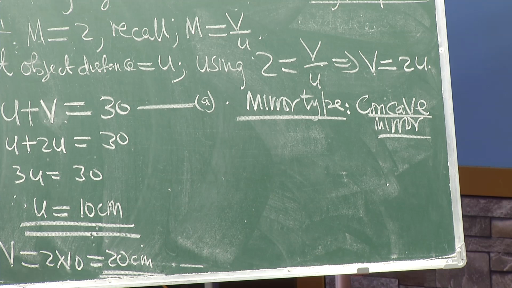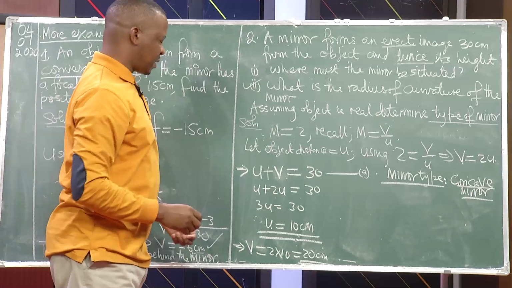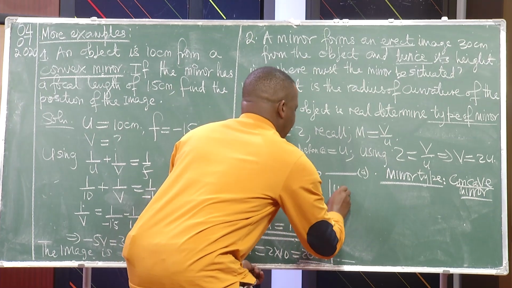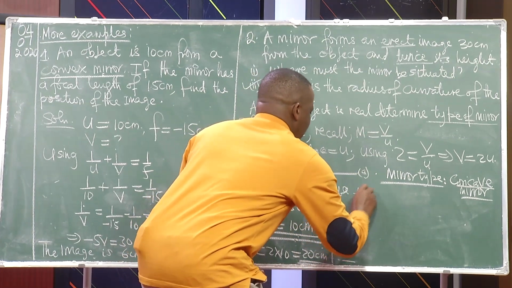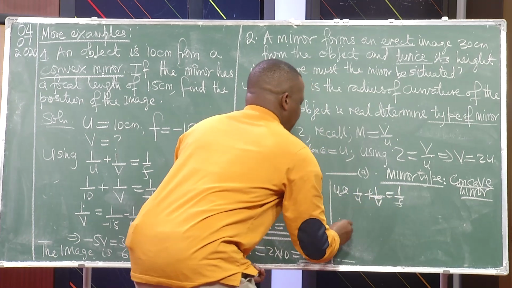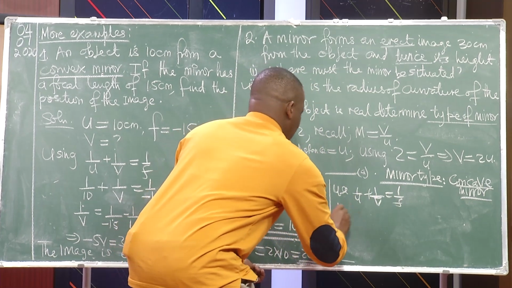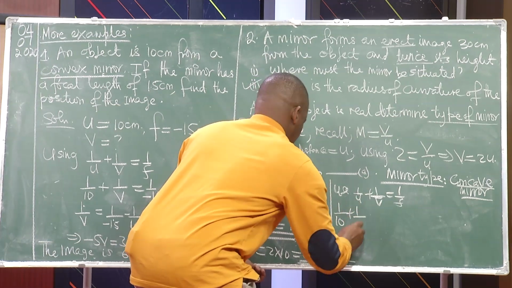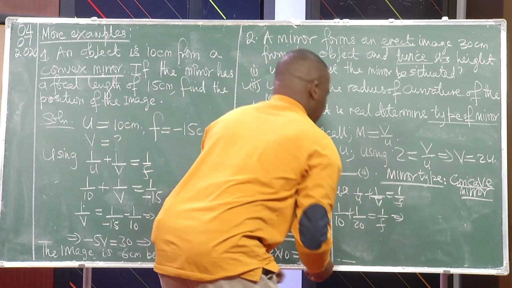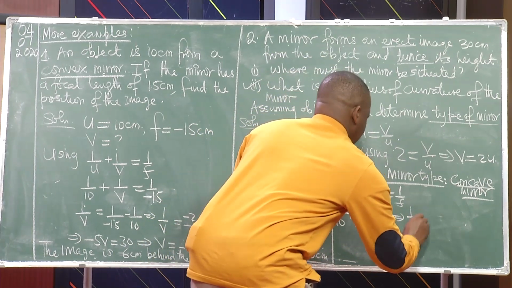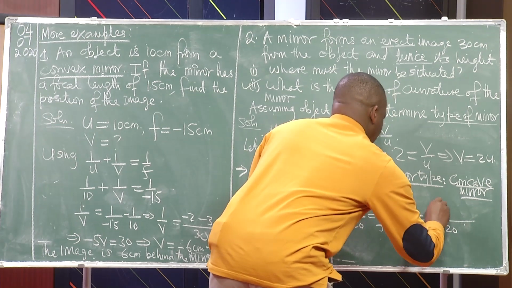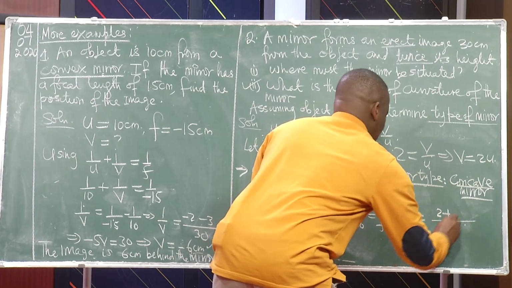We can go ahead to find what R is. We shall use the mirror formula: 1 over U plus 1 over V is 1 over F. And we have our U. So 1 over 10 plus 1 over 20 should be equal to 1 over F. This implies that 1 over F is equal to, the LCM will become 20, we have 2 plus 1.